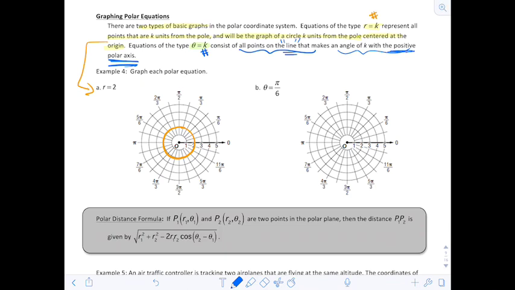So if we go to example B, it says theta equals pi over 6. This is going to be a line where all the points make an angle of pi over 6 with the positive polar axis. And there's the graph of theta equaling pi over 6. Pretty basic.